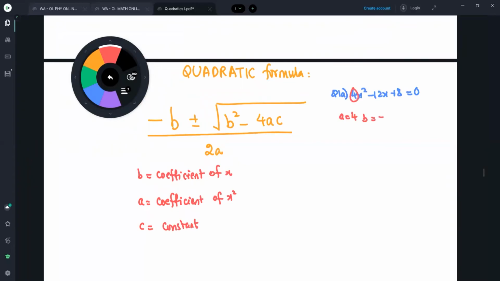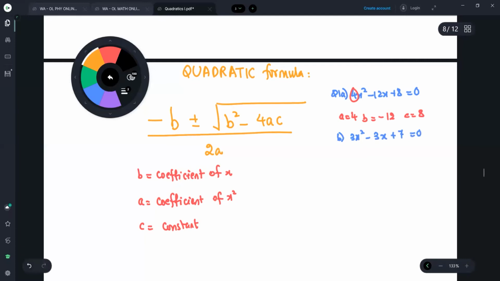b is minus 12. Do not forget the sign, okay? And c is 8. A lot of questions coming up, we'll do at least 5 questions. So it's going to be 3x squared minus 3x plus 7 equals 0. What is a? a is 3, b is minus 3, and c is 7. Yes or no?